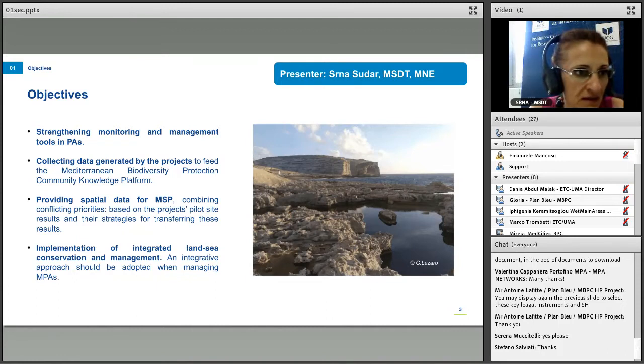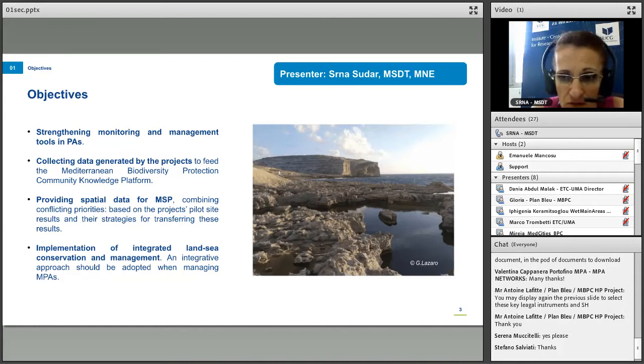Collecting data generated by the projects, as I said, will feed our open source Mediterranean Biodiversity Protection Community Knowledge Platform, which can be used, or should be used, for analyzing, for review, for further dissemination, and also to capitalize on the data that has been first fed in and then generated by this open source platform. In addition, we would like to also work on providing spatial data for maritime spatial planning.